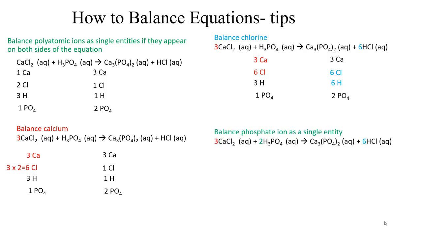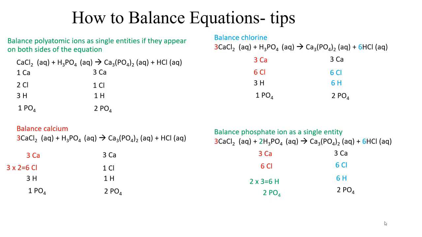Next, we want to balance the phosphate ion as a single entity. Now we have 1 PO4 on the reactant side and 2 PO4 on the product side. So if we put a 2 in front of the H3PO4 on the reactant side, that gives us balanced phosphate ions, where there are 2 phosphates on both sides of the equation. Now, once we do this, our hydrogens also become balanced. We now have 6 hydrogens on the reactant side because we need to multiply the coefficient 2 by the number of hydrogens in the formula. So that's 2 times 3 equals 6.